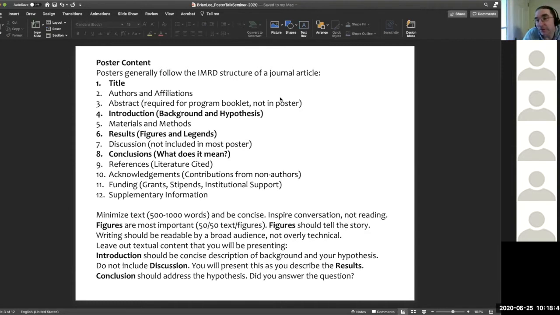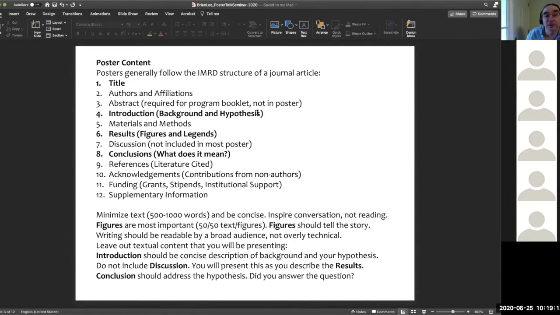You want to minimize text. That's one of the reasons you don't include a discussion. The primary text that you're going to have where you have any real explanation of things is the introduction and the conclusions. The figure legends will also have text, but that should be very concise. And in general, you want the text to be pretty concise. In comparing figures and text, you should be about 50-50 between figures and text.